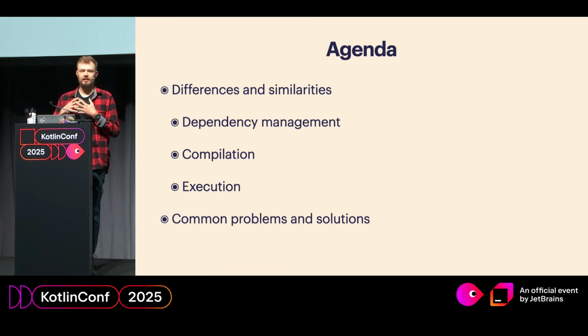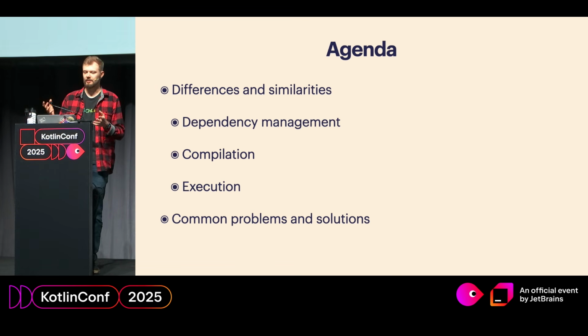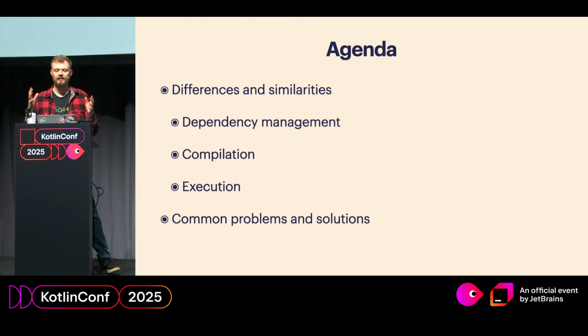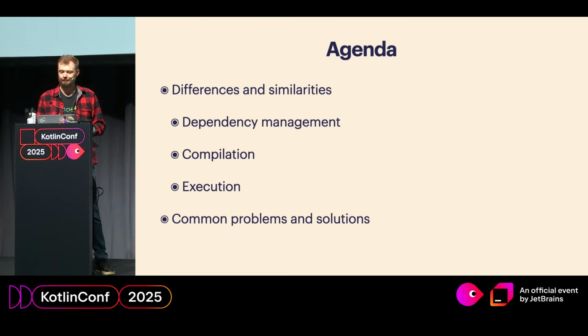So for our agenda today, we'll be talking about the differences and similarities of dependency management, compilation, and perhaps linking, and execution between JVM and native, between those two worlds, and how they impact Kotlin Native, and then look at some common problems and their solutions or workarounds, whatever you want to call them.